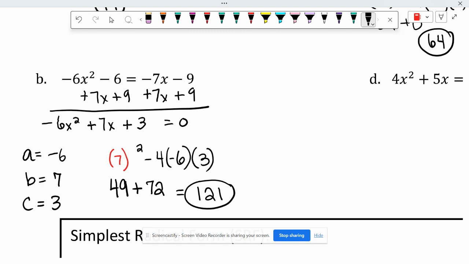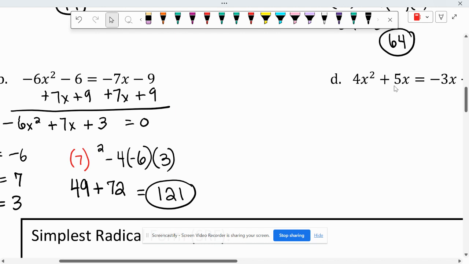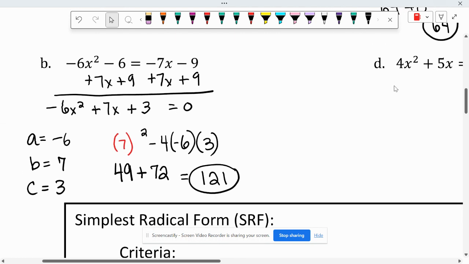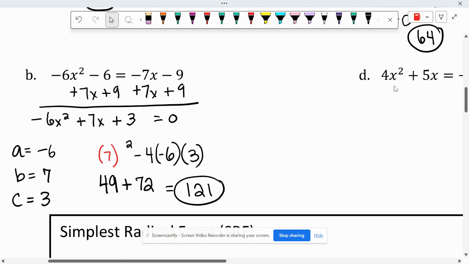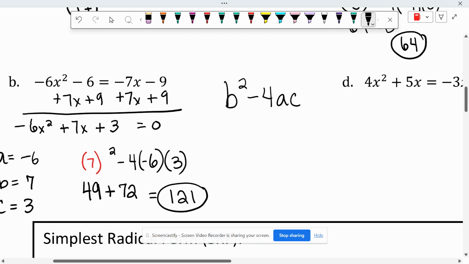Could you guys put all this in a calculator at one time? Yeah, you could. Okay. Example D. The formula that we use is B squared minus 4 times A times C. That's how you find the discriminant. Okay. Does that make sense? It's just the formula that we're using.